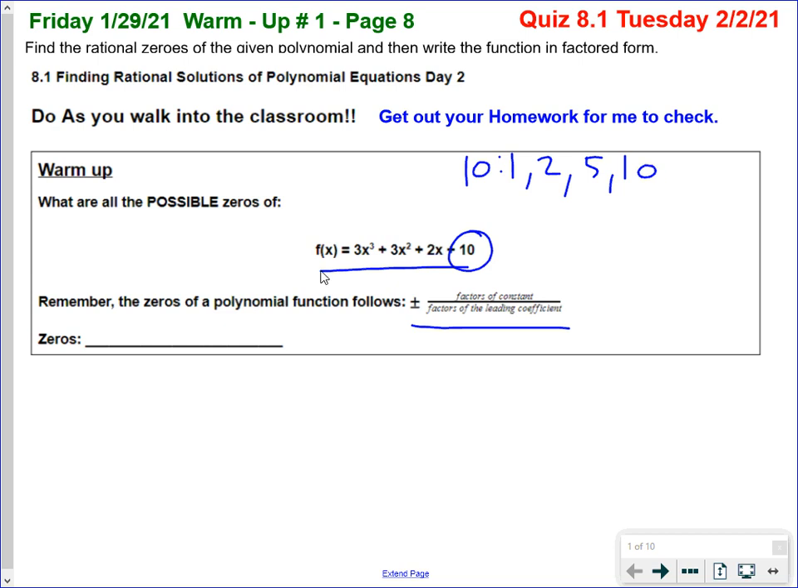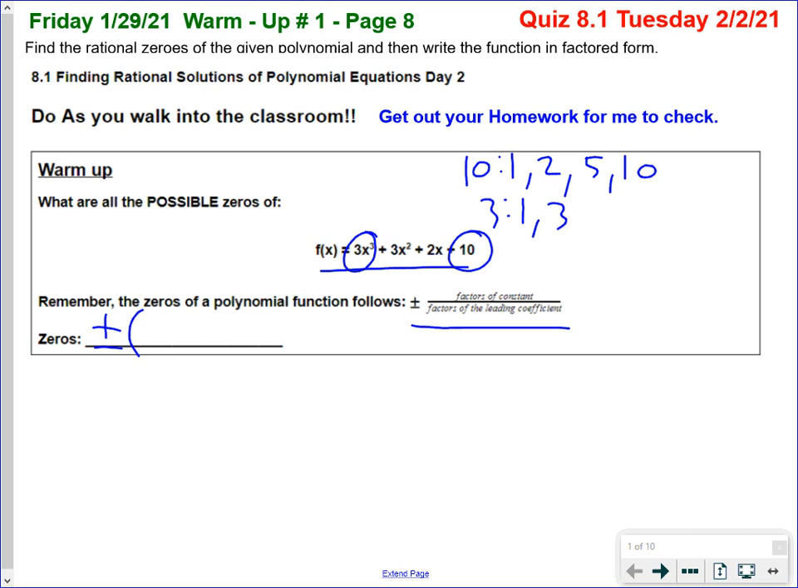Next, we're going to figure out all our factors of our leading coefficient. Our leading coefficient here is the coefficient of the term of the highest degree. In this case, it's 3, and the factors of 3 are 1 and 3. So what we're going to do is put our plus or minus first in the parentheses, and we're going to put every single factor of 10 all over every single factor of 3.